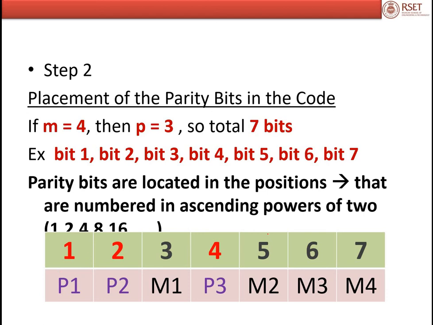So here, in the 7 bits, P1 should take the first position, P2 should take the second position, and the next parity bit, P3, should come in the fourth position. The third bit will be the first information bit M1, and the fifth, sixth and seventh positions will be M2, M3, M4. So the parity bits are placed.